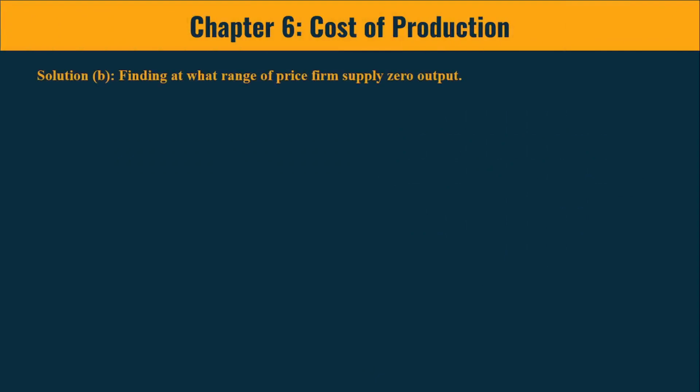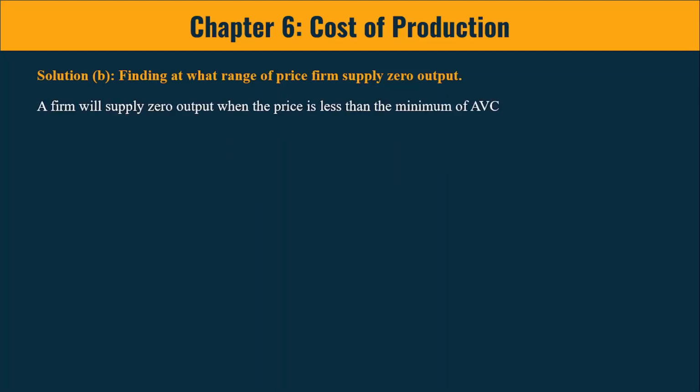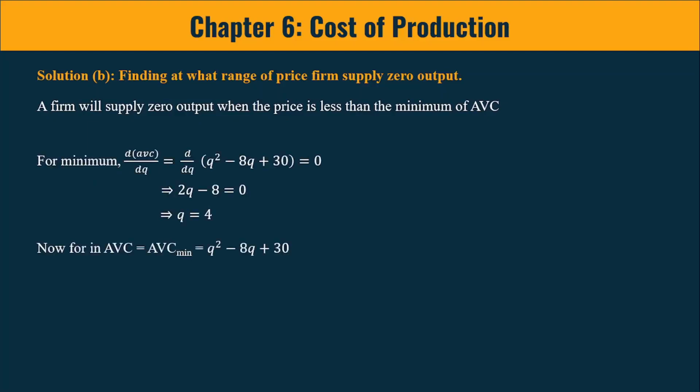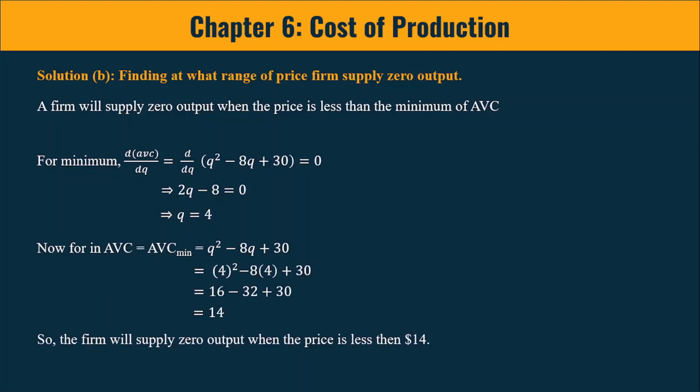In part B, we find at what range of price the firm supplies zero output. Simply, a firm will supply zero output when the price is less than the minimum of average variable cost. By differentiating average variable cost, we will get our quantity. And by placing Q in our average variable cost function, we will get our price. So, the firm will supply zero output when the price is less than 14.